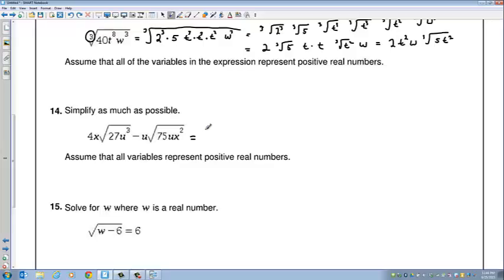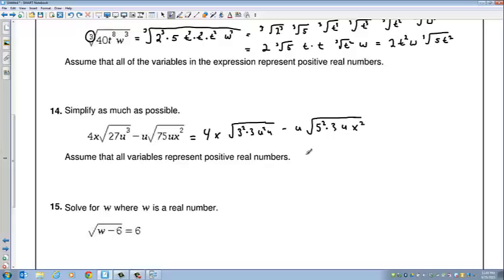So let's start with this. I have 4x. There's nothing I need to do with that. And I have the square root of 27. So the idea again is you want to try to write this in terms of squares. And 27, my brain says, hey, that's 9 times 3. And that really then is 3 squared times 3. And then u cubed can be written as u squared times u. And then I have minus a u and then the square root of 75. My brain says, hey, that's 25 times 3, and 25 is a perfect square, so it's really 5 squared times 3. And then times u and times x squared. There's nothing I can do with those, so I just leave them alone.